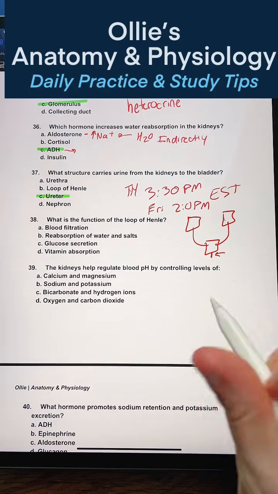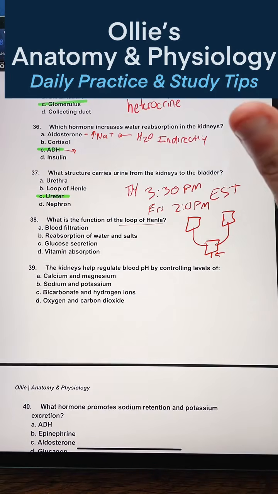Number 38, what is the function of the loop of Henle? I went over that a couple questions ago. Hopefully you were paying attention. What does that do? It's really important to go over why other answer choices are wrong, especially in a multiple choice test. They can give answer choices away for why they are wrong.